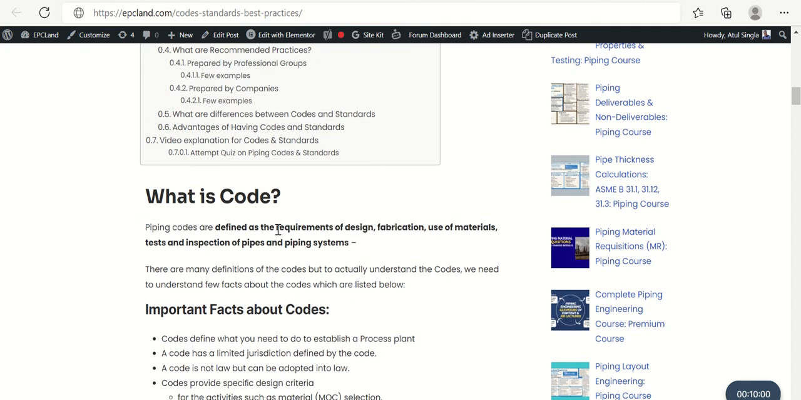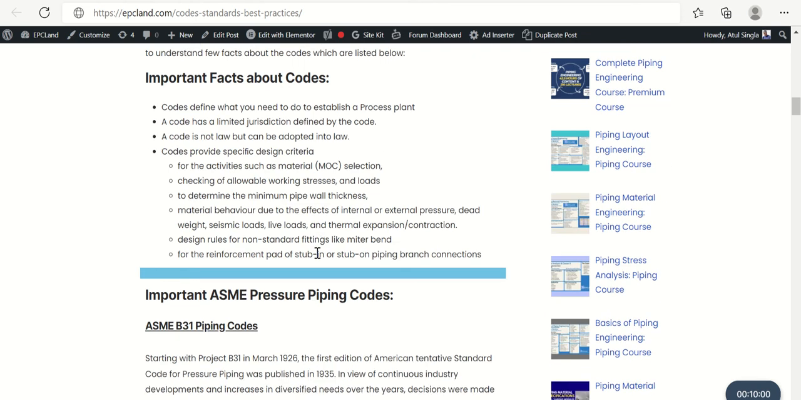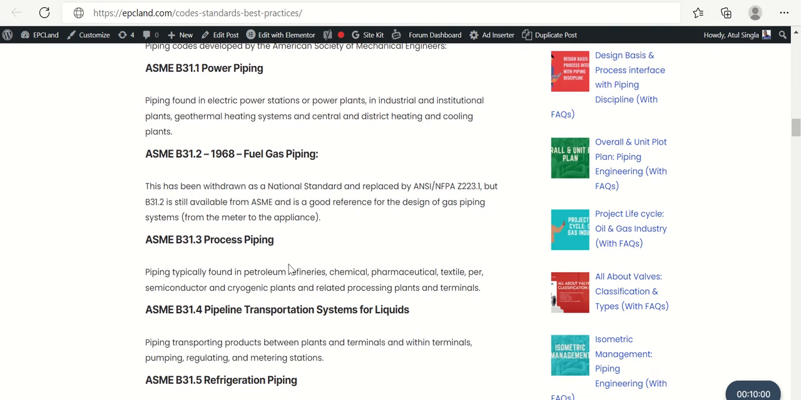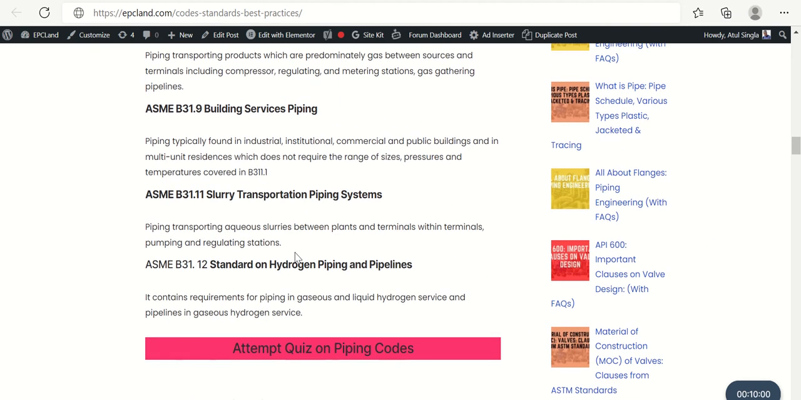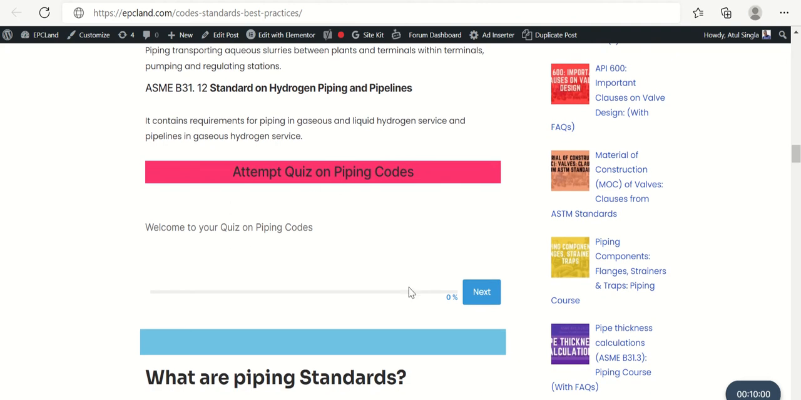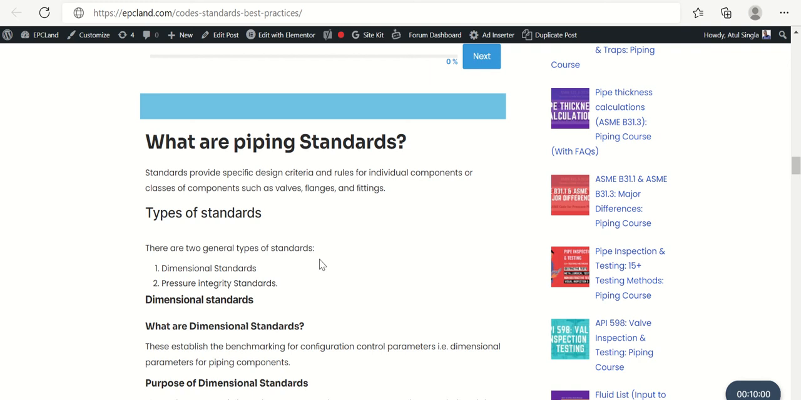systems. Not only for design, but all the requirements for design, fabrication, use of material, test, inspection of pipes and piping systems. So if anybody asks you what is the purpose of code, we can always say this gives us the requirements to design, fabricate, use of material, test, inspection of pipe and piping systems. This is the basic definition, and we have different codes for different types of piping which is already there with us. So here there is a link, you can look into this and you can start your quiz also if you want.